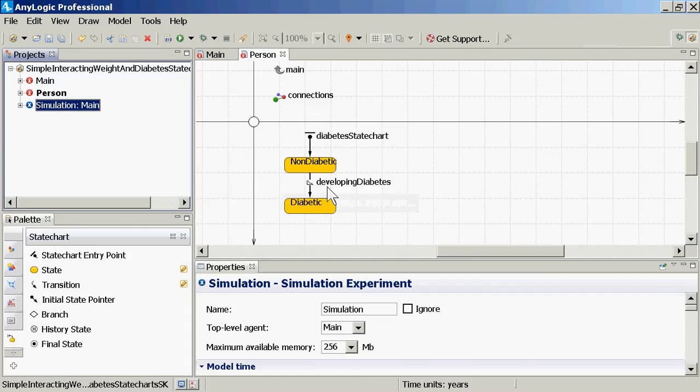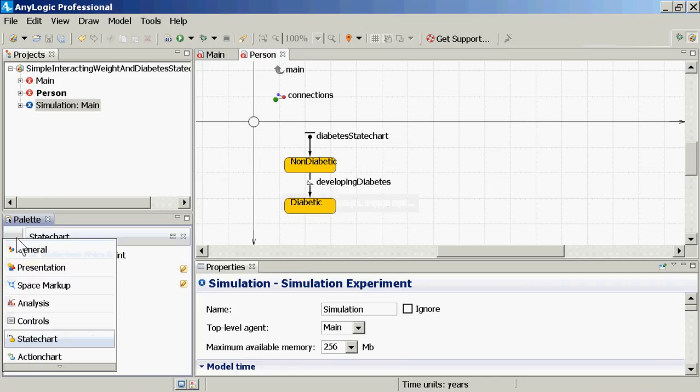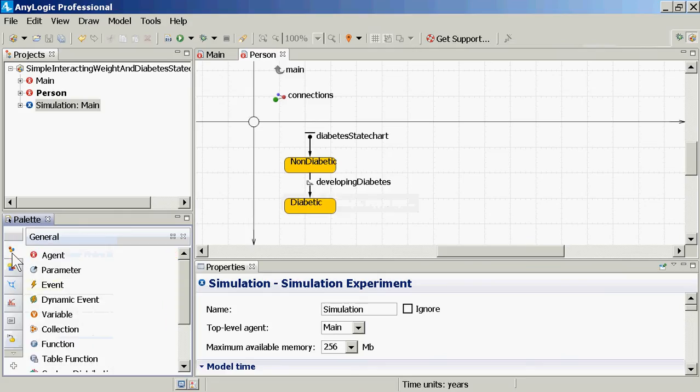Let's actually make this a little bit more visual. I'd like, ladies and gentlemen, to have the color associated with that oval depend on the state that they're in. So, ladies and gentlemen, let us go add in, for the first time, a variable. So, from whence does a variable spring? From the palette. And where in the palette?